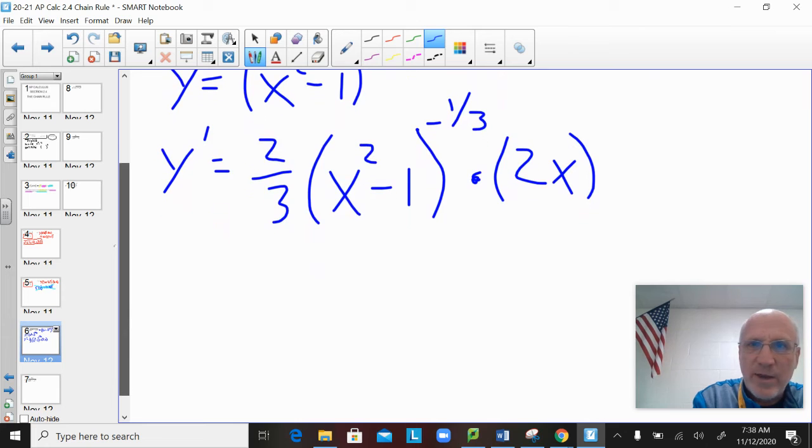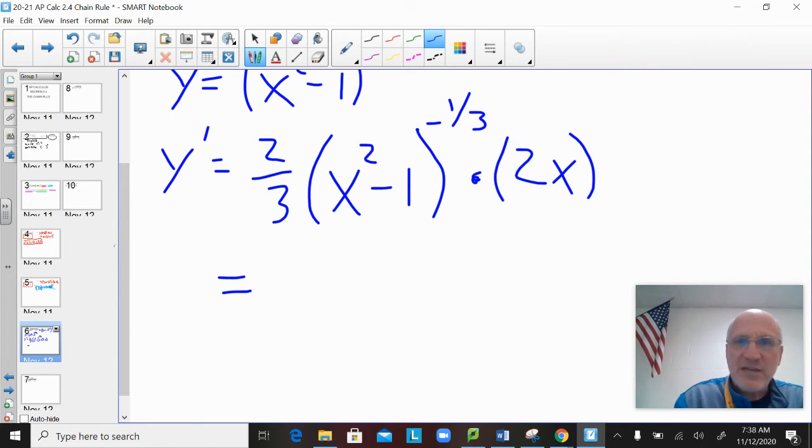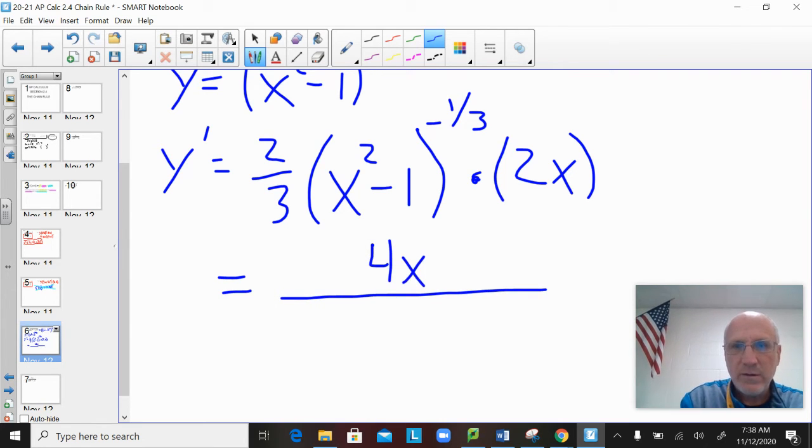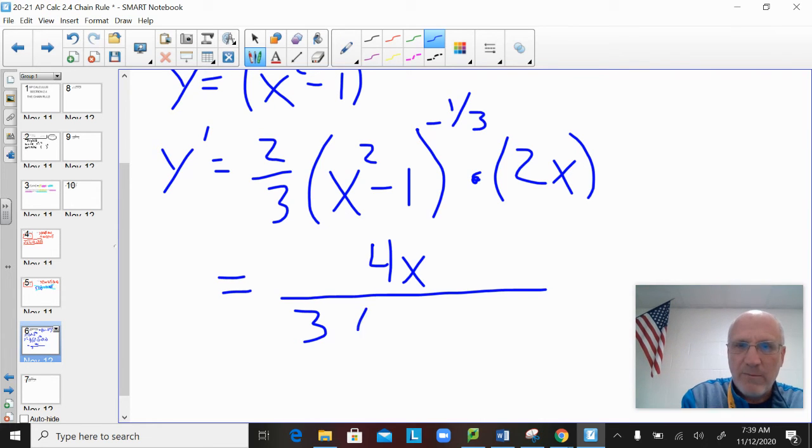And now, again, as far as how you might clean that up, it's pretty common to not leave things with negative exponents. And also, if the original problem had roots in it, your answer is probably going to have roots in it also. So I can see a couple things I could do here. I see a 2/3 and a 2x. I think that becomes 4x there. That's just 2 times 2x. And I've got a 3 there. And now that x squared minus 1 to the negative 1/3, since it's a negative exponent, I can move to the bottom. So I might do this. All right, to the positive 1/3.